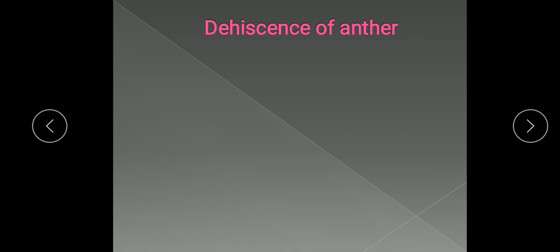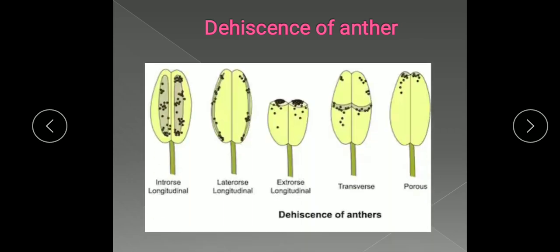Now next, dehiscence of anther, means splitting of the anther and releasing the pollen grain. Many conditions are there, mainly introrse and extrorse, you will study again and again. What is introrse? Introrse means the anther dehiscing towards the center of the flower. Dehiscing means splitting of the anther and releasing the pollen grain. So an anther dehiscing towards the center of the flower, for example dianthus.